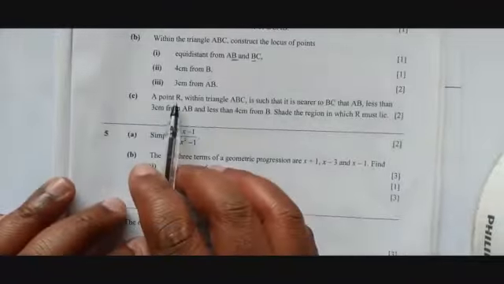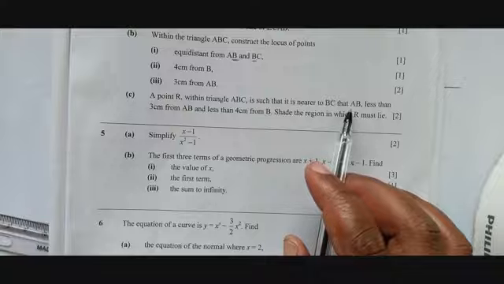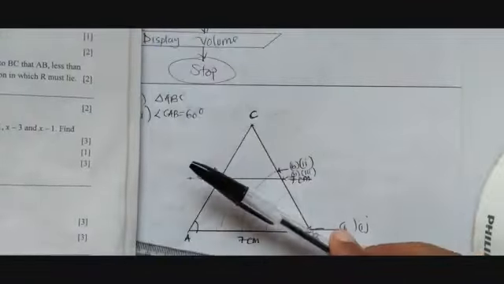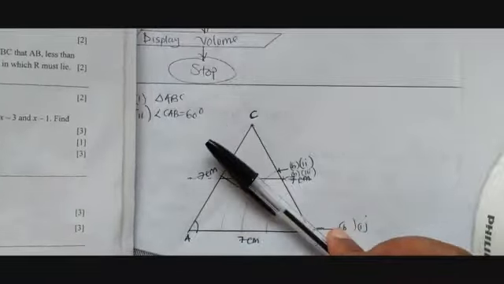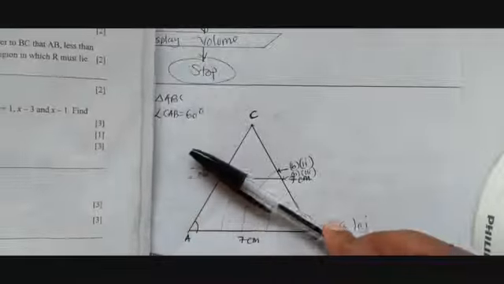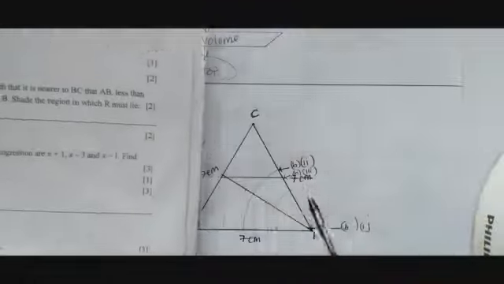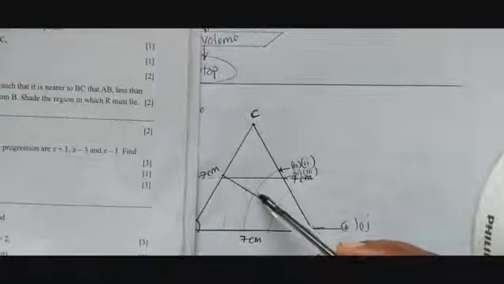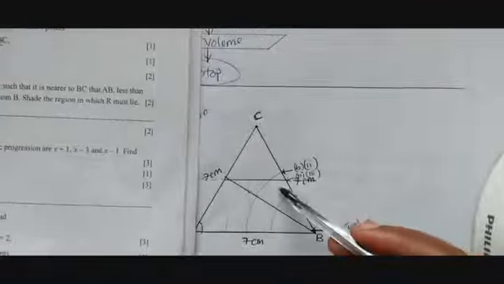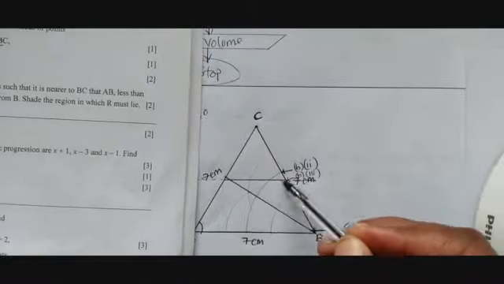A point R within triangle ABC is such that it is nearer to BC than AC than AB. So when you are moving from here, as you come here, you're approaching BC. When you're coming down, you're approaching AB. But this point should be nearer to BC, meaning this side, after the line this side. All right? Less than 3 centimeters from AB. So it means from here to there it is 3 centimeters. All right? Less than means you come here. From here to there it is AB. So less than it means again down.